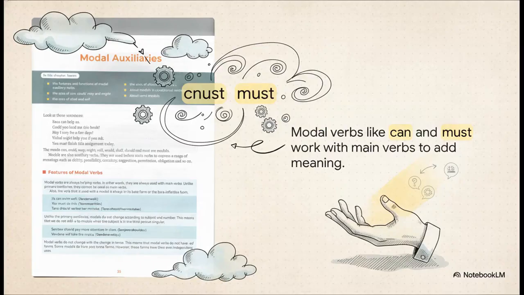Okay, let's look at a couple of examples here. Bazu can help us, or you must finish this assignment. See the words can and must, they can't just stand there by themselves. They need a partner, like help or finish, to make any sense. Their whole job is just to add that extra layer of meaning.